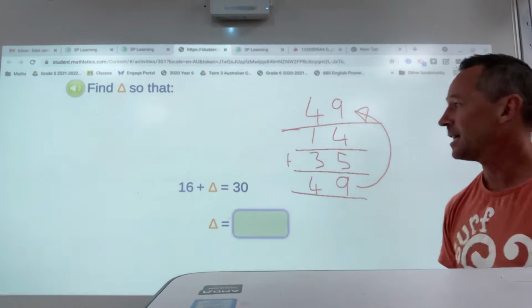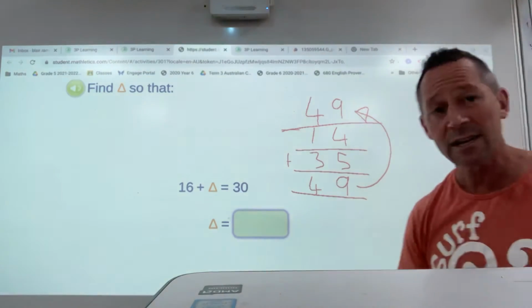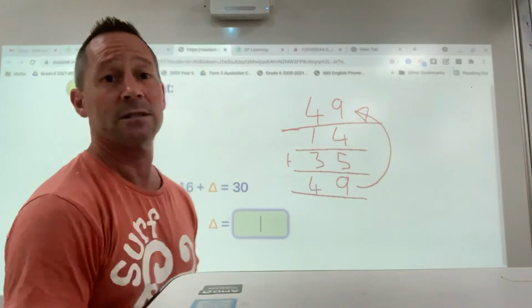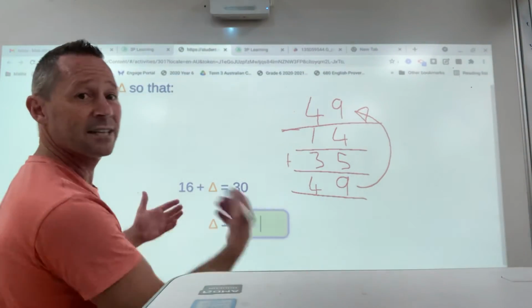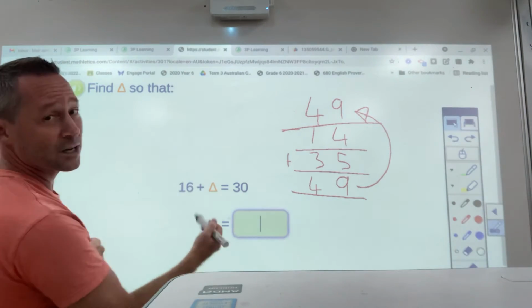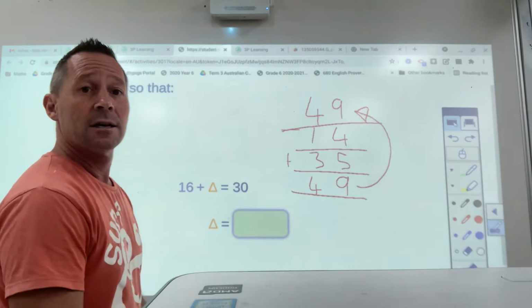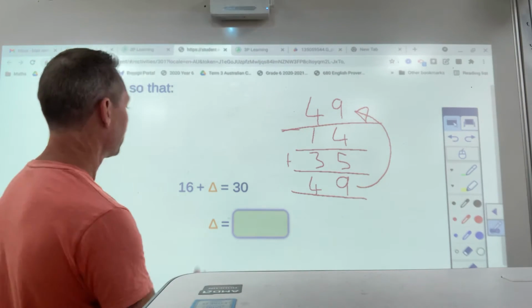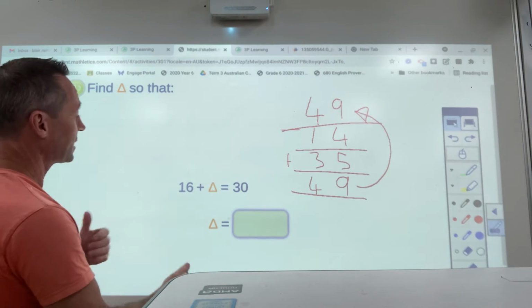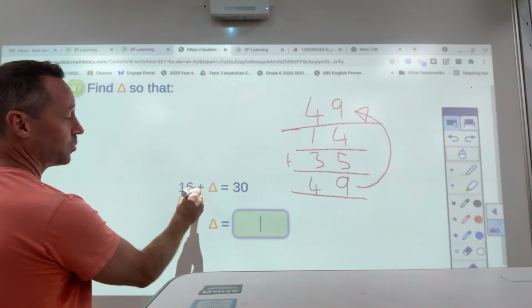Same deal, 16 plus something equals 30. Use the clues that you have and use the inverse operation, which means the opposite. Opposite to plus is the inverse operation. Operation doesn't mean like you're going into the hospital to have some surgery. The operation would be plus, minus, division, multiplication. So the opposite of plus would be subtraction.